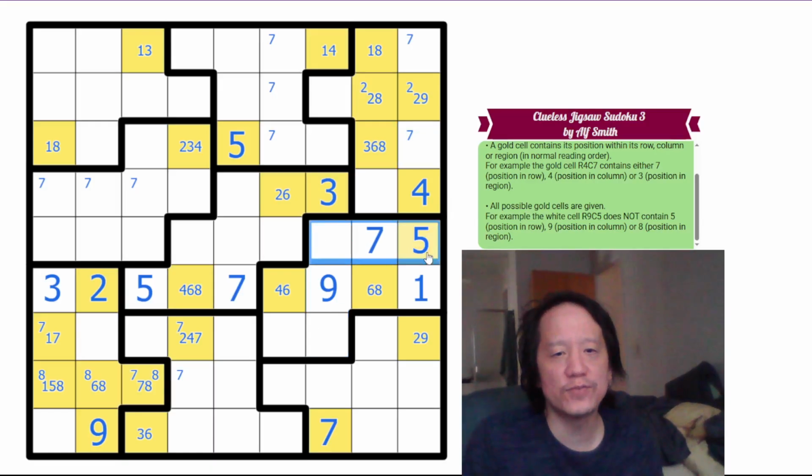Where is the 3 in region 6? Can't be here because of the 3 in the column, and these are all filled out, and these don't match as a gold cell, so it must be here. So that's a 3.